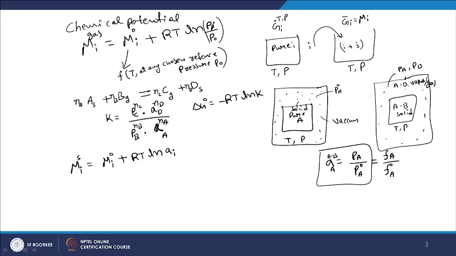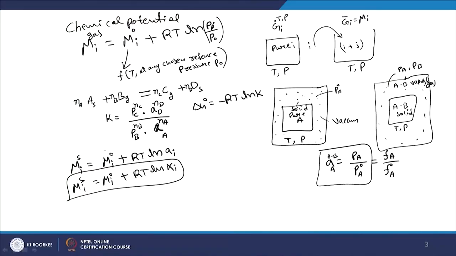If we assume that it is an ideal solution, for example an ideal solid solution, then we can replace this a I by the mole fraction: mu I naught plus RT ln x I. That is how one can define it with mole fraction. Now, one may wonder, when we take the reference state as the pure state, then there is no meaning for partial molar Gibbs energy or chemical potential, it is simply the Gibbs energy. We only talk about partial molar Gibbs energy when we are talking about a mixture.